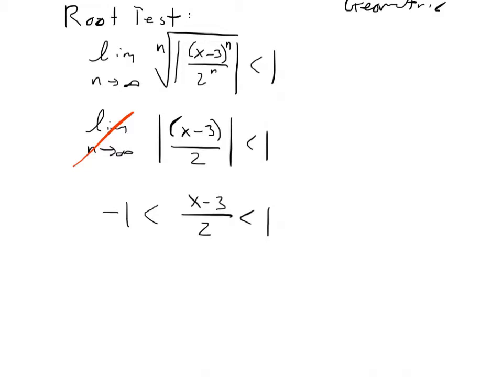So now all I have to do is take this inequality and solve for x. So I'm going to multiply by 2. That gives me negative 2 is less than x minus 3 is less than 2. Then I'll add 3 to all three sides and end up with 1 is less than x is less than 5.